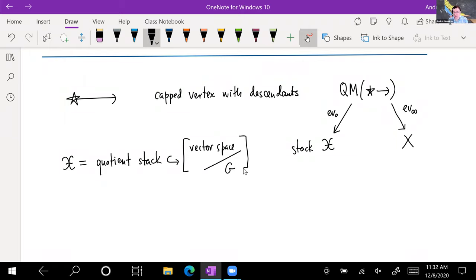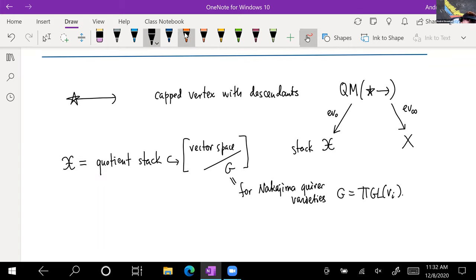In the end, the objects on the quotient stack of this kind are the G-equivariant objects on the pre-quotient. There's one more group G, this is for Nakajima quiver varieties. This G is a product of GL(V_i).